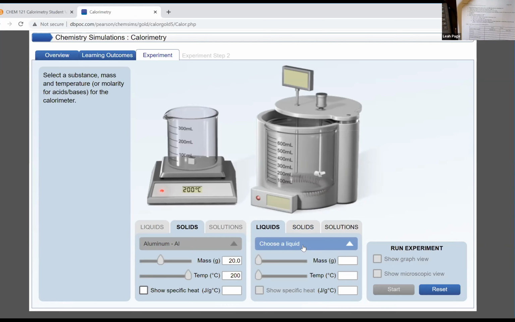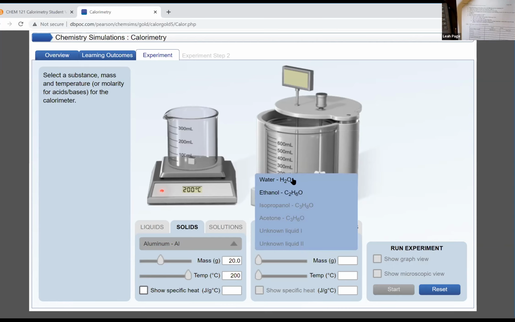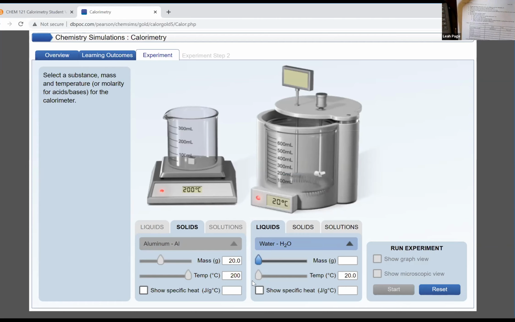When I click on this liquids, it says I want to go to water now. So the only two options it gives me is either water or ethanol. In this class, we're gonna click water. And it says I want 100 grams of water. Step 4, it says move it over to 100 grams and adjust the temperature to 20 degrees Celsius. It's already at 20. I'm gonna go ahead and say show specific heat here for me.